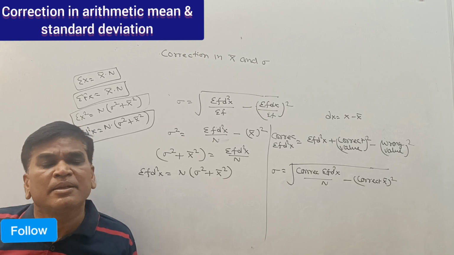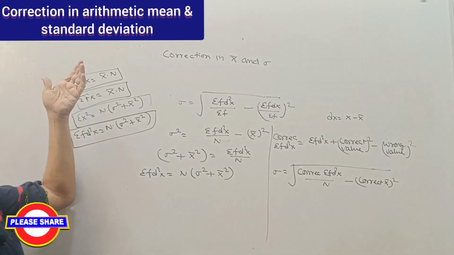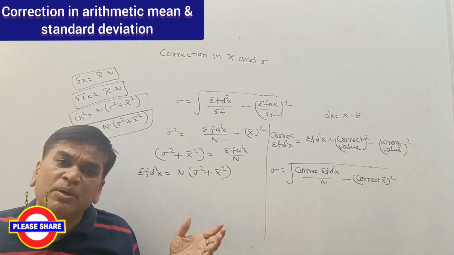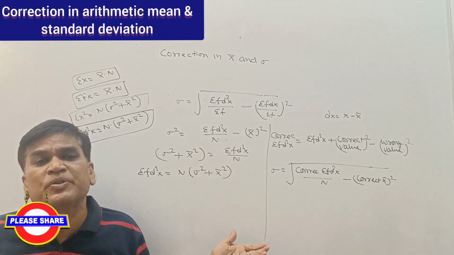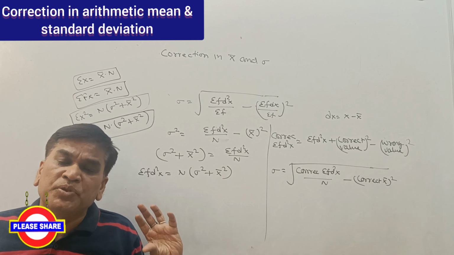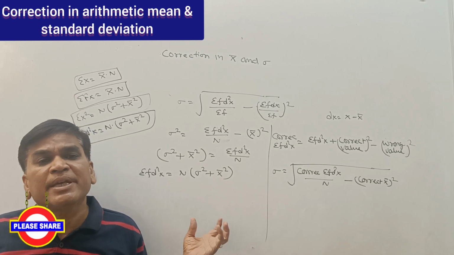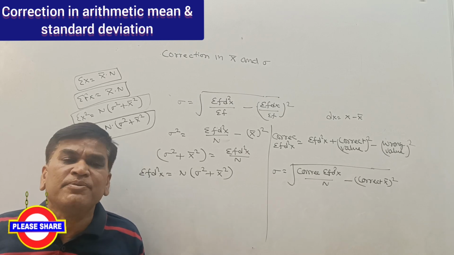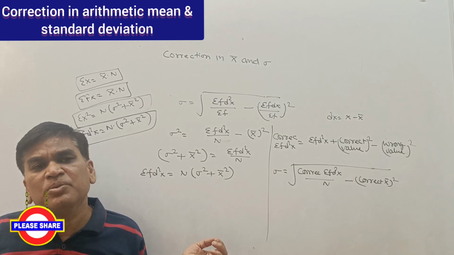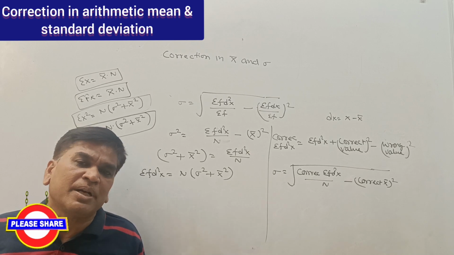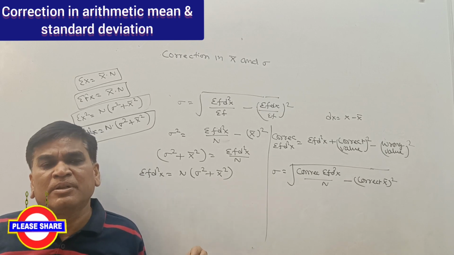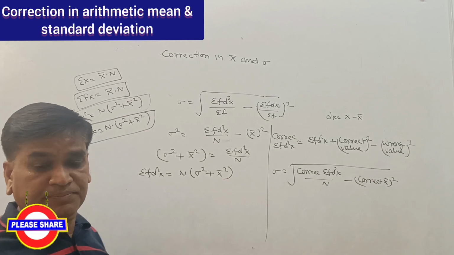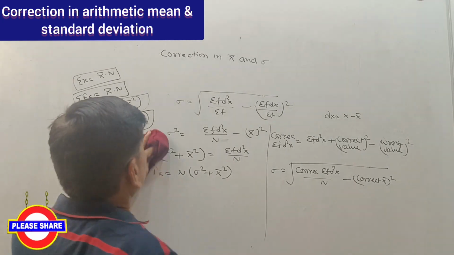So if any kind of mistake has been made during the calculation of standard deviation or in the calculation of arithmetic mean, by using these formulas we can solve the problem without recomputing the whole question. Only using this we can correct our arithmetic mean as well as our standard deviation. So in today's video we will learn how to correct our wrong items or wrong mistakes.